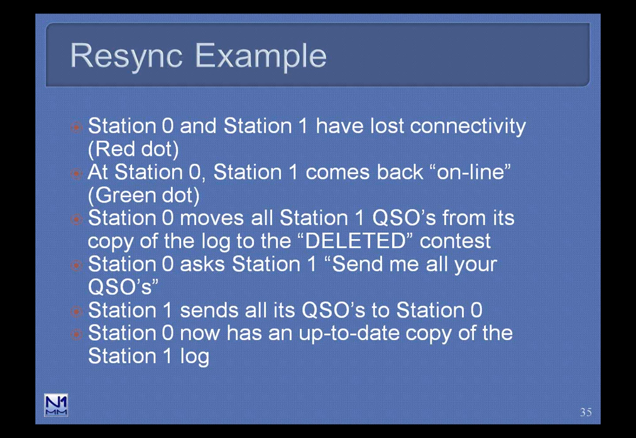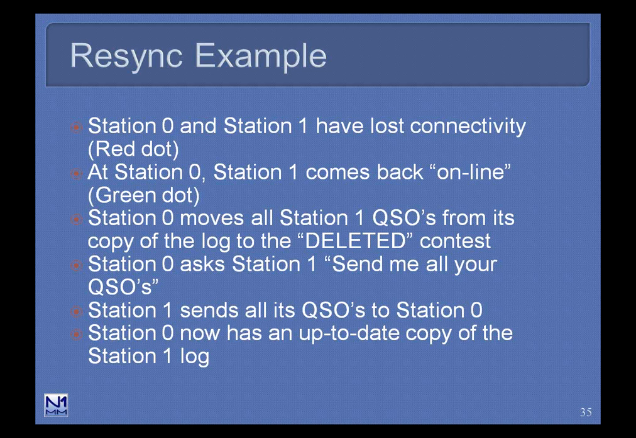Okay, this is some detail on what's going on under the covers when there's a resync. So let's say station 0 and station 1 have lost connectivity. They've gone from the green connection dot to the red connection dot. And they've lost connectivity for who knows how long. Could have been just a minute. It could have been hours. So then what happens is station 1 comes back online. Station 0 and 1 are now talking to each other, and we go back to the green dot.